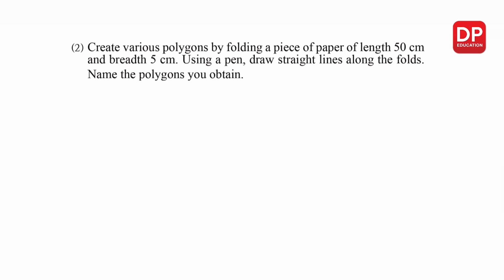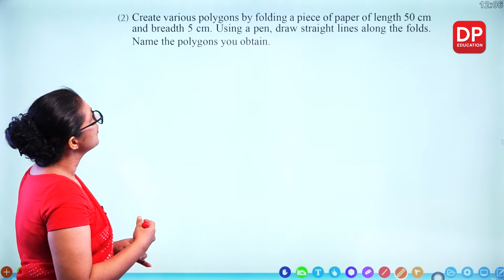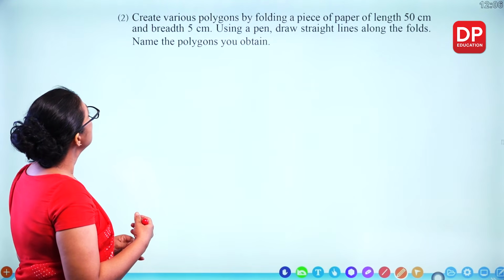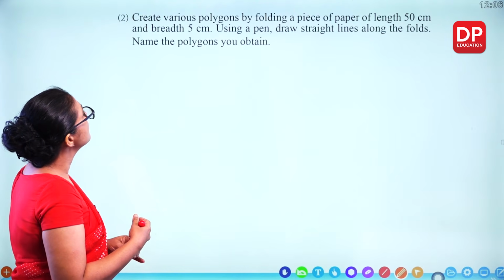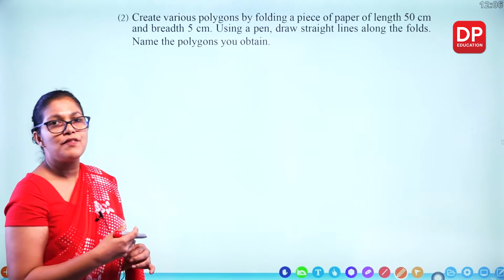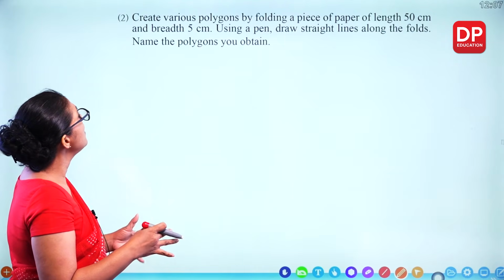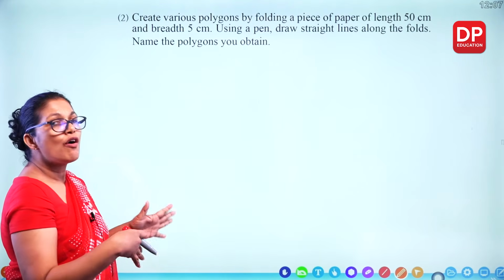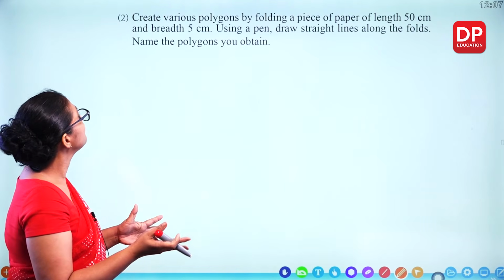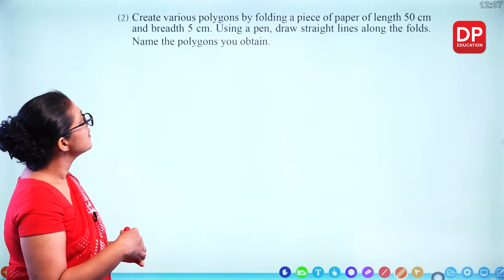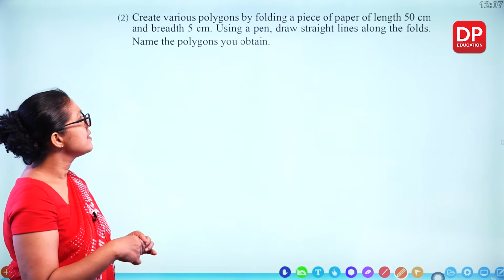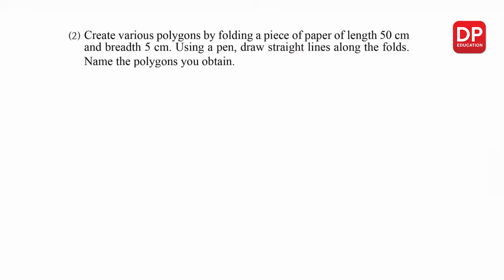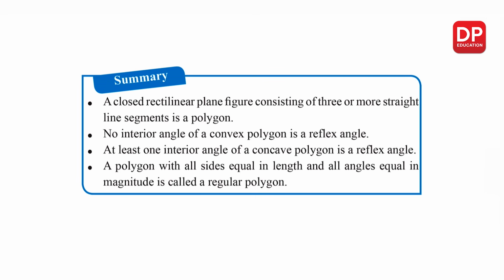Create various polygons by folding a piece of paper of length 50 centimeter and breadth 5 centimeter using a pen. Draw straight lines along the folds. Name the polygons you obtain. So this is another activity you can do. You take a piece of paper, breadth 5 centimeter, length 50 centimeter. So use a pen and draw lines and fold it and cut it. And name the polygons you obtain. So you can do that as an activity. So this is the end of part 1.